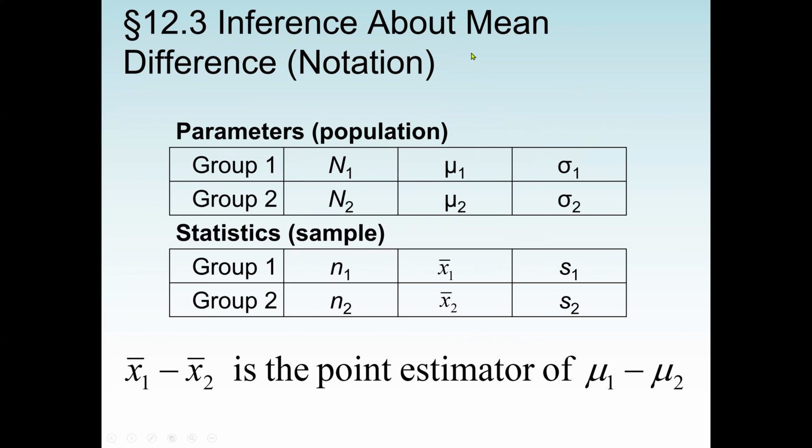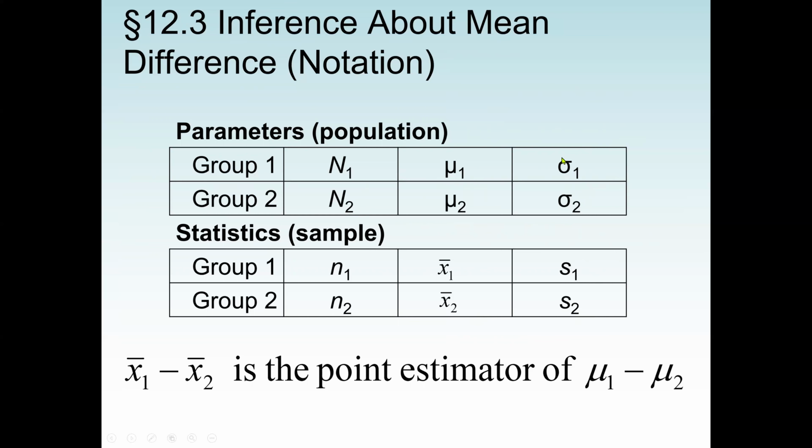Now the inference about the mean difference notation. These are some of the notation we're going to use. When we are talking about the parameters, which is the population, the population size is uppercase N1 and N2 for group 2. The mean will be mu1 and mu2, and standard deviation will be sigma 1 and sigma 2. Then for the statistics, the sample size is lowercase n1, lowercase n2. The sample mean for group 1 and 2 will be x1 bar, x2 bar. Then the standard deviation will be s1 and s2.